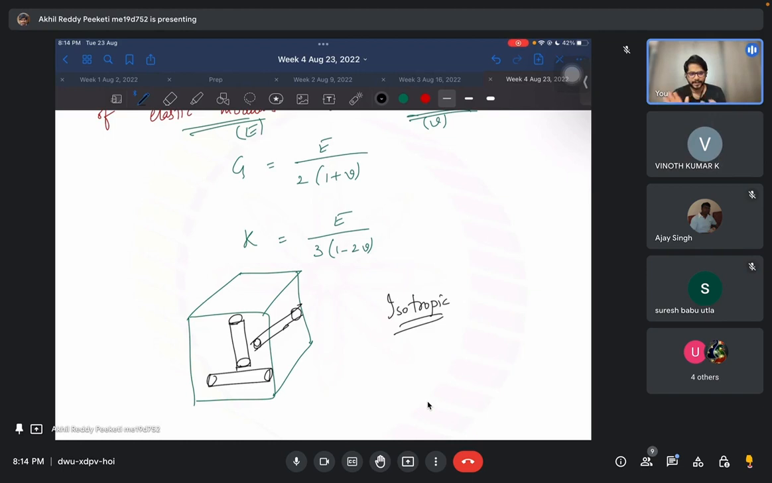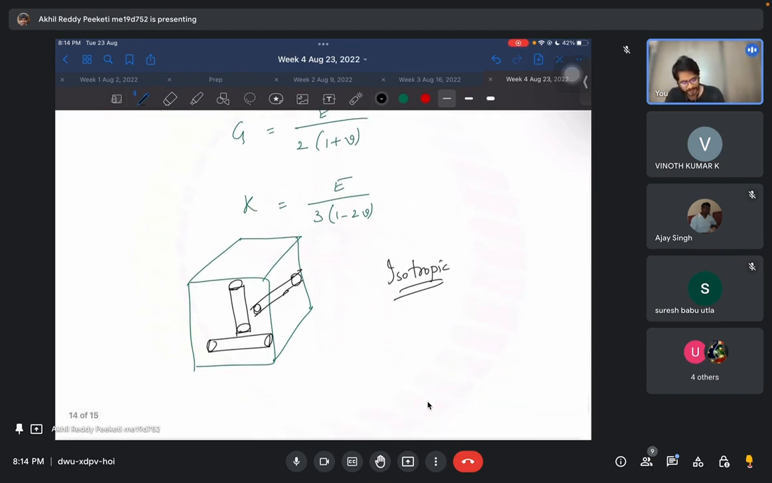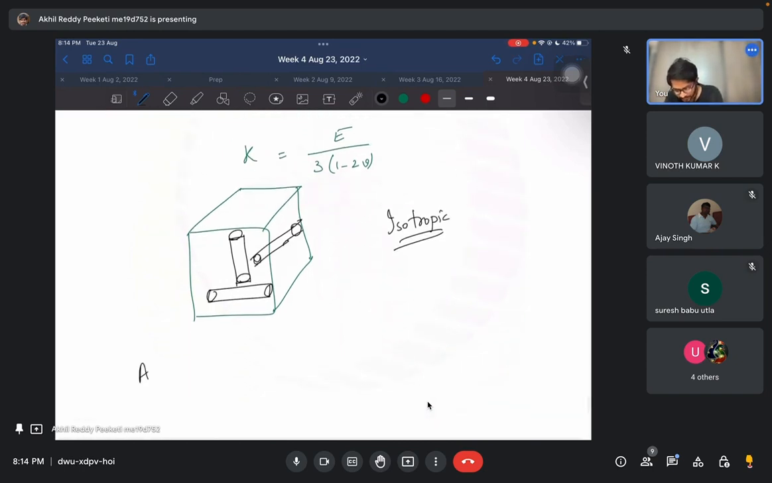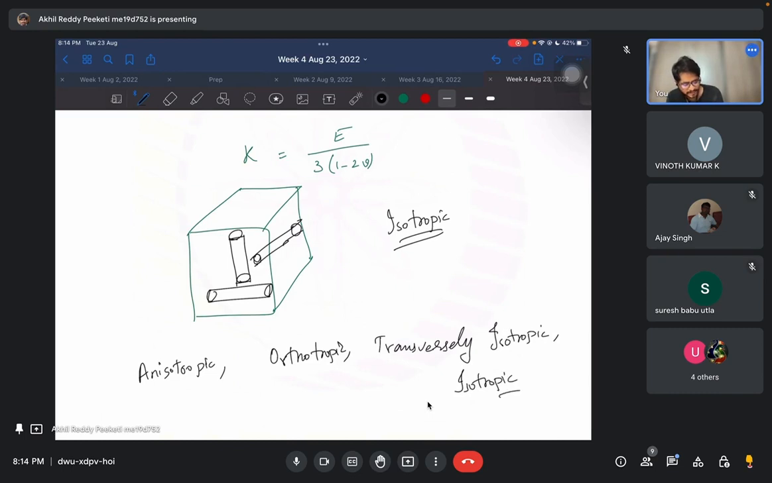Isotropic, iso: independent of whatever direction you are looking at, the elastic modulus, shear modulus, everything would be the same. But anisotropic materials don't have to be the same. So there are multiple cases here: full anisotropic, orthotropic, transversely isotropic, and then isotropic. Isotropic is the simplest case and anisotropic is the most complex case.